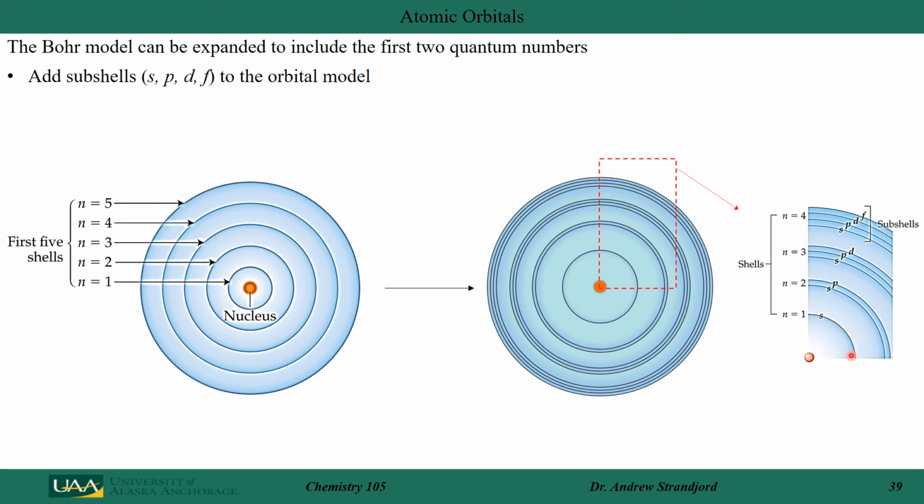if I take n equals 1, I have one subshell, and it's S. I look at n equals 2, now I have 2 subshells, both the spherical and the dumbbell-shaped ones. If I look at n equals 3, I have an S, 3 P's, and 5 D subshells. If I look at n equals 4, I have my S orbitals, my P subshells, my D subshells, and my 7 F subshells.